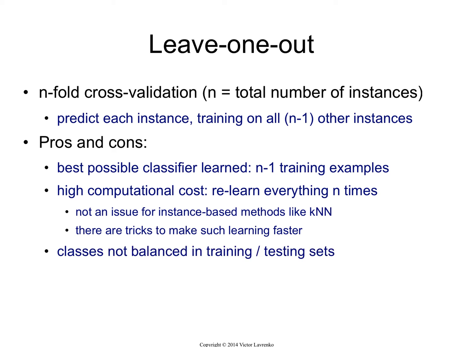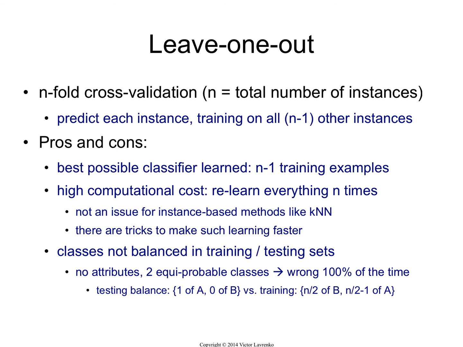There's a bigger problem, though. When you do Leave-one-out, the balance of classes in your training and testing portions is drastically different. And this can cause really serious problems. So let's look at one very specific example. Suppose I have data with no attributes. Right? No attributes, none. I have nothing to base my predictions on. And I have 2 classes, maybe ham and spam, positives and negatives, and they're equiprobable. So half the examples are positive, half the examples are negative.